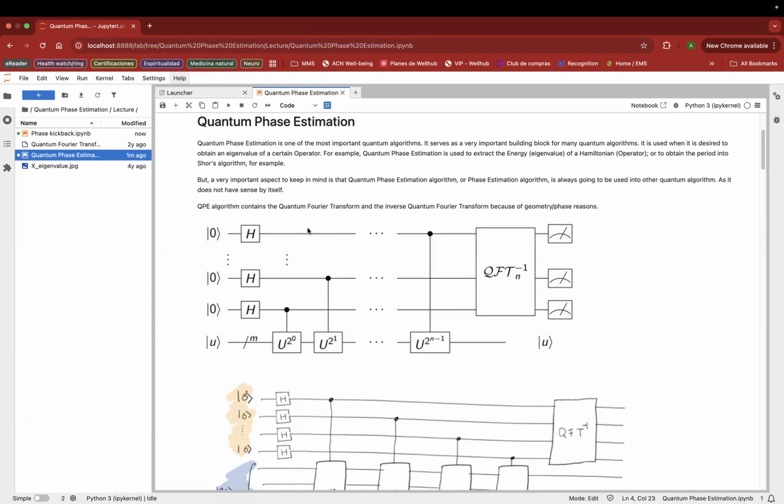If you know the quantum phase estimation algorithm, basically what it does is that it enables, through the quantum circuit, extracting the eigenvalue from a certain operator. Meaning that the quantum phase estimation algorithm allows you to extract the eigenvalue of a certain operator.